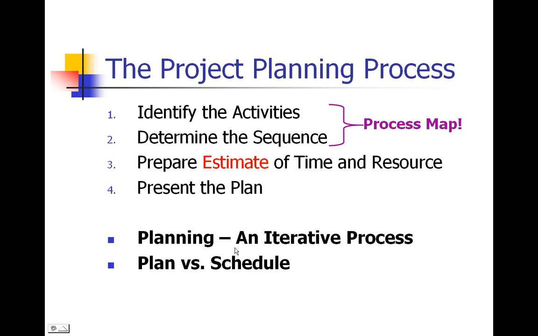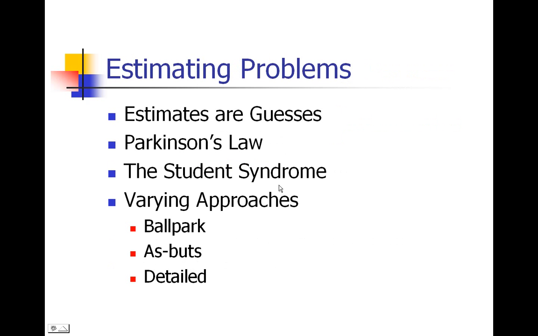Planning is an iterative process, so we might find that if we can't hit our deadlines, we have to go back and maybe look at redetermining the sequence. And that's kind of the fundamental part of what we're going to look at in this particular unit.